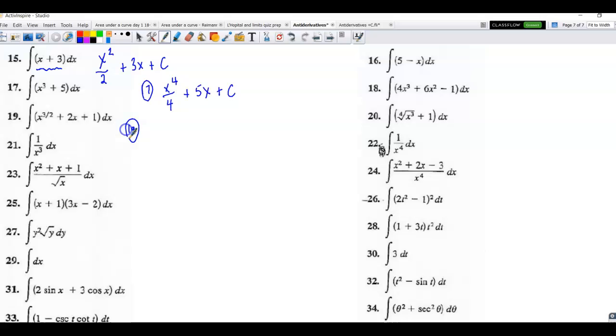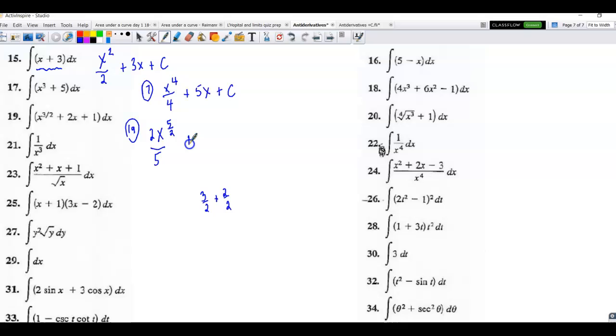Problem number 19. In problem number 19, go slow, you have a fraction power, so we're going to increase the power by 1. So if I take the power of 3/2 and I increase it by 1, I'm going to rewrite that as 2/2. That'll give me x to the 5/2, and dividing by 5/2 is the same thing as multiplying by 2/5. Remember, when you divide, you multiply by the reciprocal. So that's x to the 5/2 multiplied by a coefficient of 2/5.